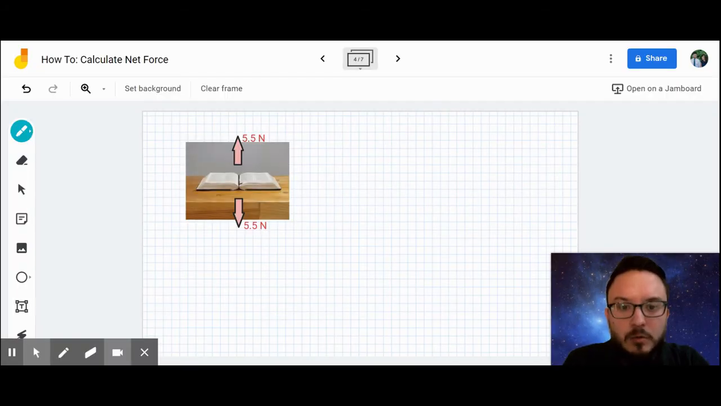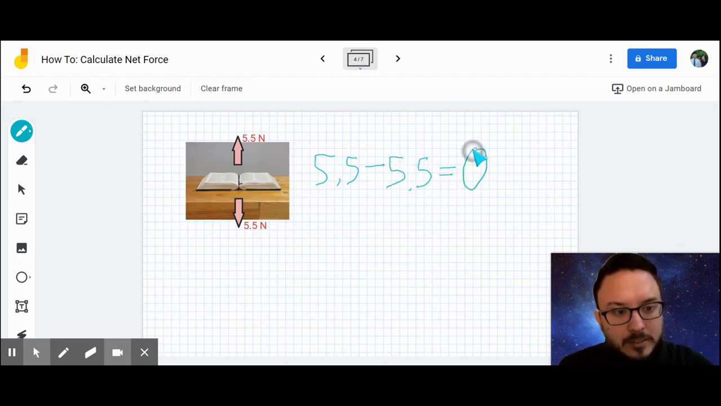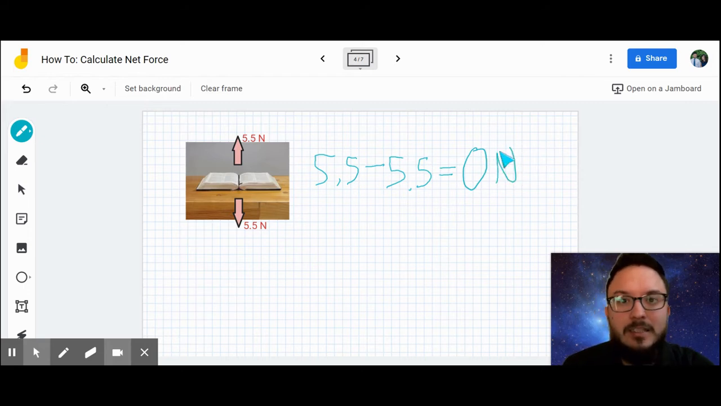All right, here we have two forces, and they are pointing in different directions. This force here is pointing up, and this force here is pointing down. That means we're going to subtract these two numbers. So my net force is going to be 5.5 minus 5.5, and that equals 0. So our net force in this case is 0 newtons. 0 newtons means we have a balanced force, and so the book is not going to move. That means we have no direction here.